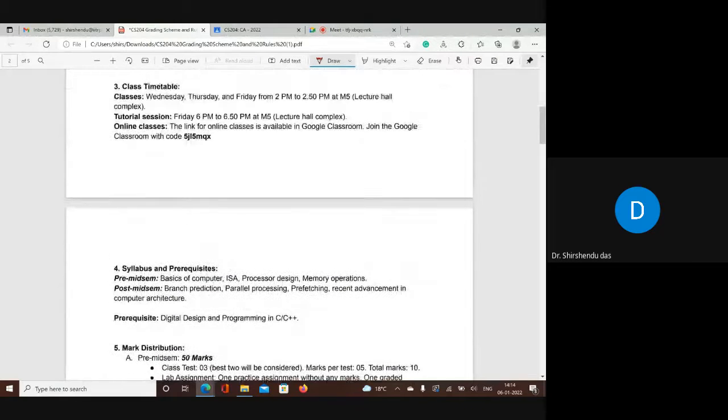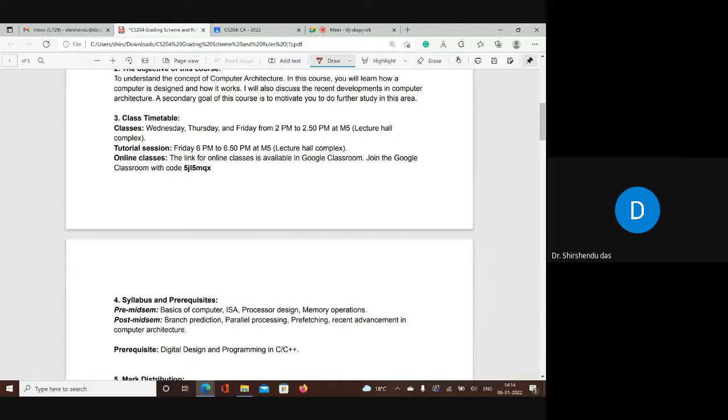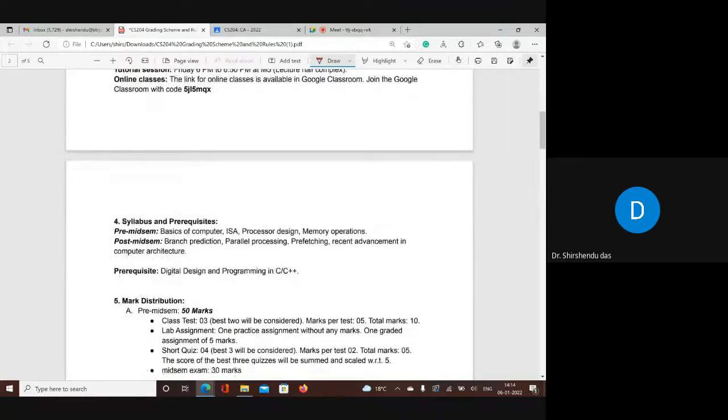Some other point here is what we will discuss in the tutorial session. Classes are fine, we will take class, but what will we discuss in the tutorial session? The one important point is that the tutorial session will mainly be to clear your doubts. If you have any doubts, you can join the tutorial session and ask your doubt. This is the first activity of the tutorial session. Then there will be some more activities that I will discuss later.